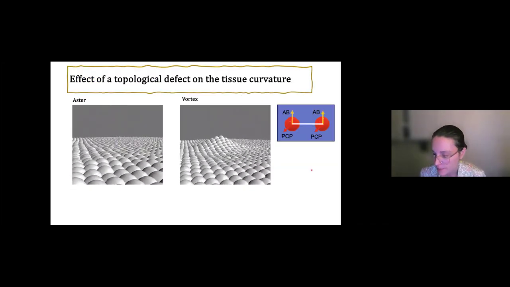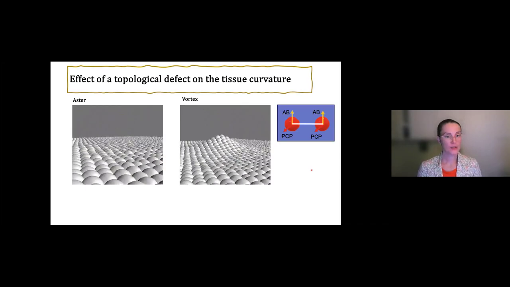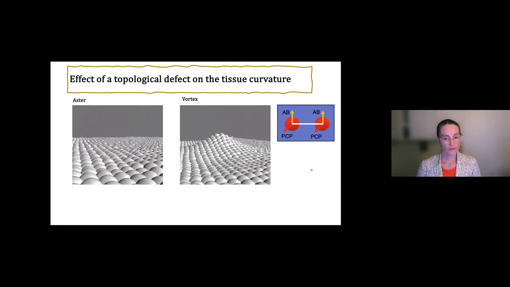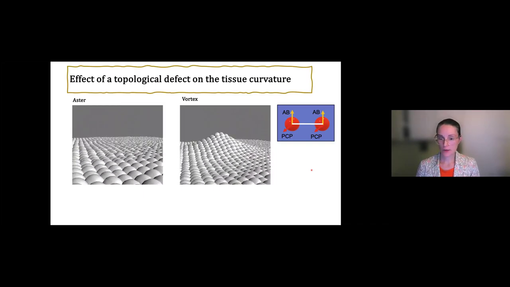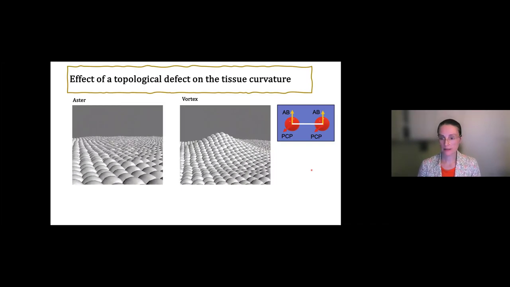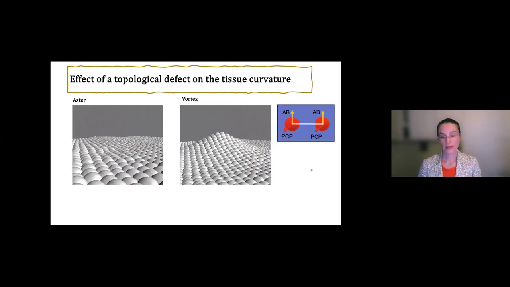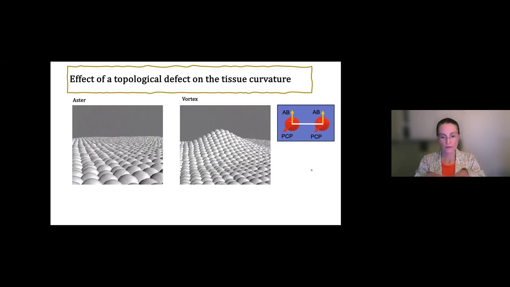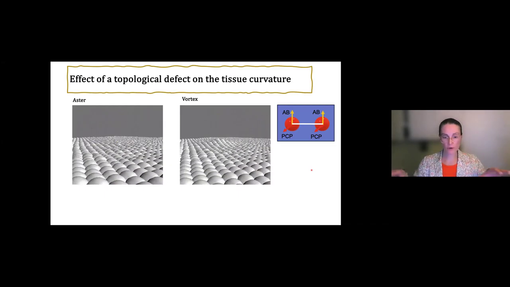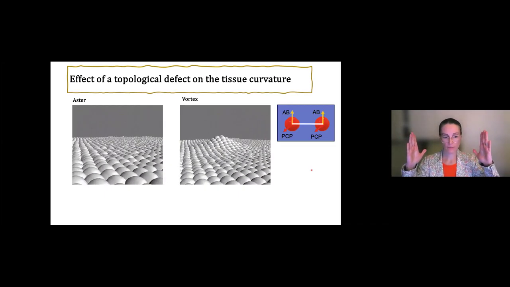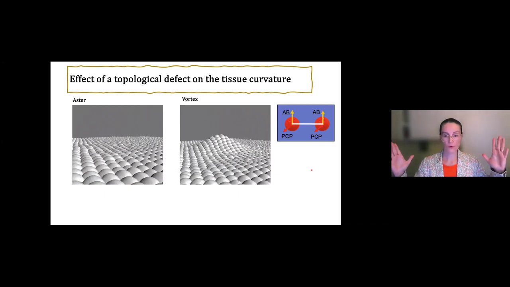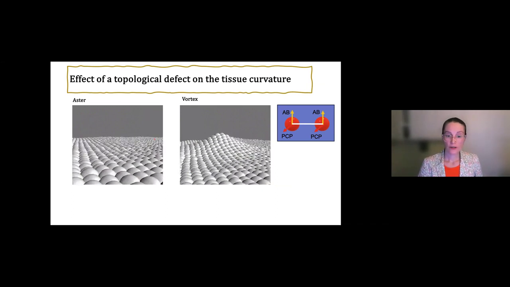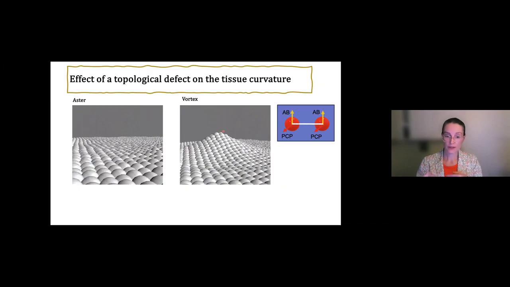Now I have a couple of minutes left, and I'd like to tell you a little bit more about the effect of geometry. The nice thing about this model is that we can simulate it in 3 dimensions. So we can relax the condition of a flat surface, which means a uniform and collinear AB polarity. So we can study the effect, the coupling between topological defects and curvature.